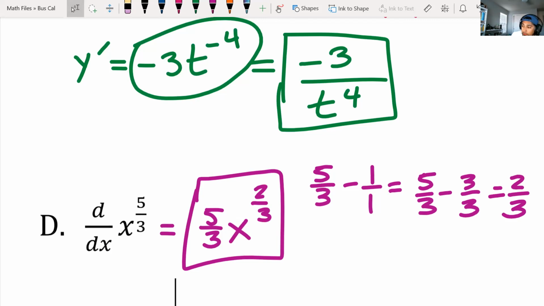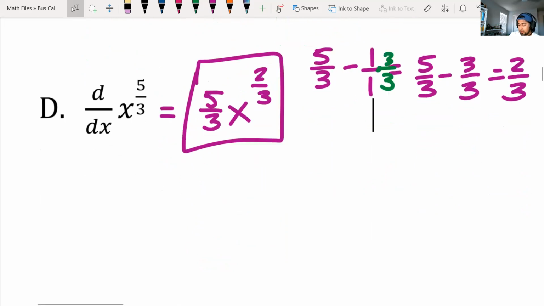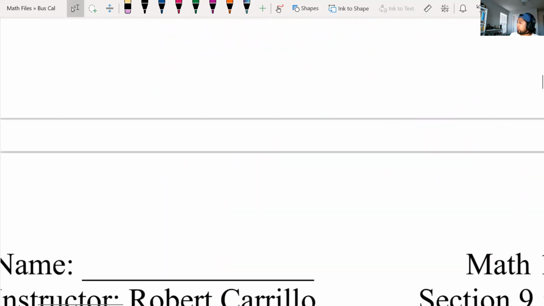Wait, so one more time. When you do 5 over 3 minus 1, it's going to be 5 over 3 minus 3 over 3? Yep, because if you're going to subtract those two fractions, what's your common denominator? 3. Okay. Got it? I'll even put this: multiply that by 3 over 3, right? Okay. Excellent. See? You see how fast derivatives are?